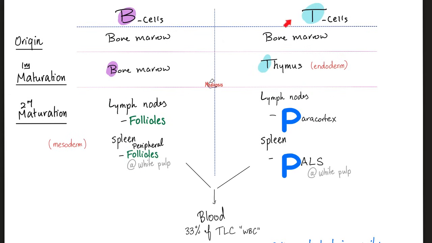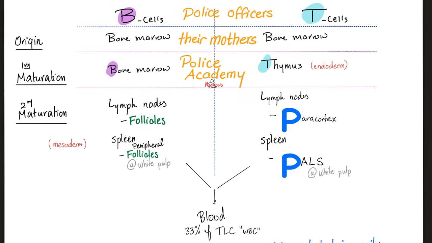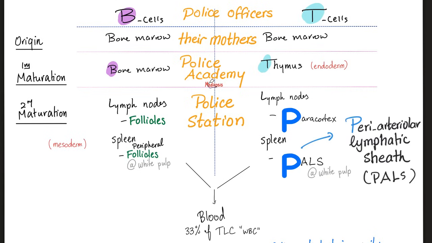B lymphocyte versus T lymphocyte. Who makes them? The bone marrow. Where do they mature? B cells mature in the bone marrow, T cells mature in the thymus. After that, they go work in their police stations: lymph nodes, spleen, tonsils, mucosa-associated lymphatic tissue, etc. In the lymph node, B cells live in the follicles in the cortex, but in the spleen, B cells live in the follicles of the white pulp. These are peripheral follicles. How about T lymphocytes? The T is always in the P. So the B is in the follicle, the T is in the P. Lymph node, paracortex. In the spleen, PALS.